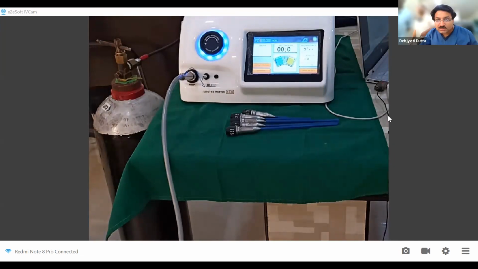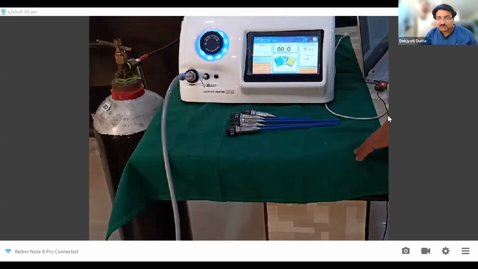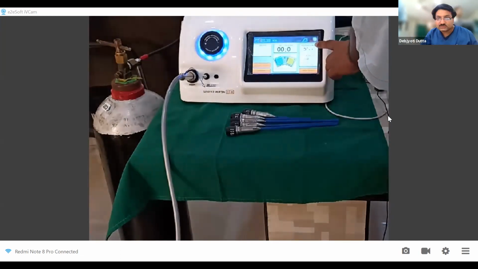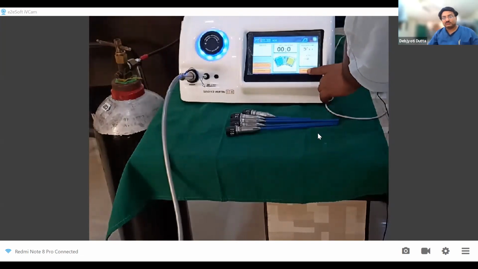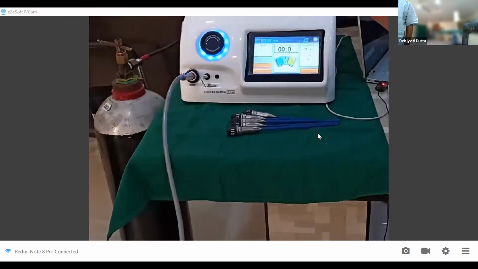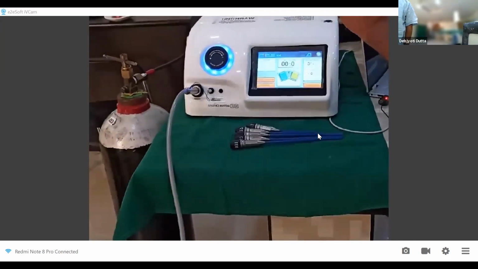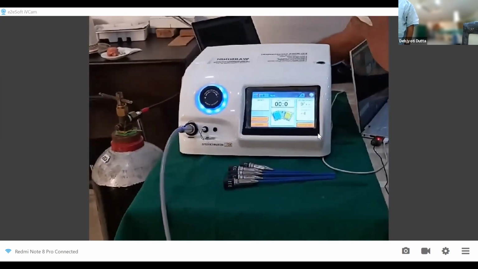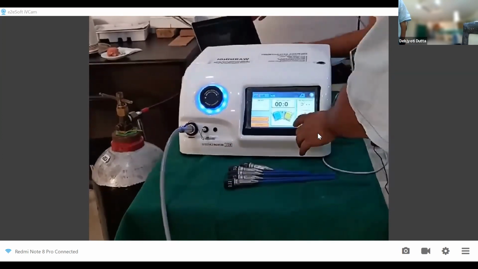Okay, so you can see the cryo machine. So this is the front panel, and this is the touch screen. You can see here the temperature, flow rate, and the time. You can set the time, how long. Normally for each cryo lesion session, we do it for 3 minutes: 3 minutes of freezing and then defrosting for 1 minute. This is the normal standard. And you can clean it.